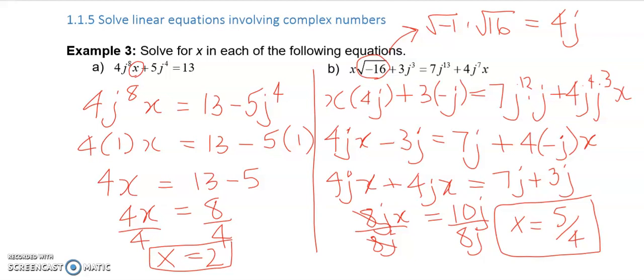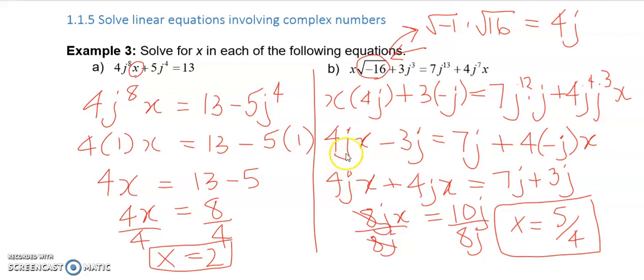So remember, the goal is when you're solving linear equations involving complex numbers, yes, you may have to simplify the powers of j as well. You may have to write the square roots of negative numbers in terms of j, but the goal is the same as any linear equation you've solved previously. Get the x's together, get the regular numbers together, and you solve for your x in that fashion.